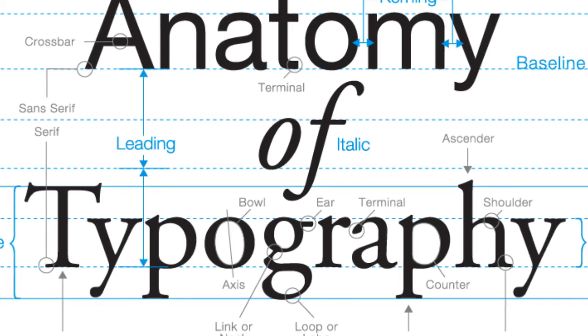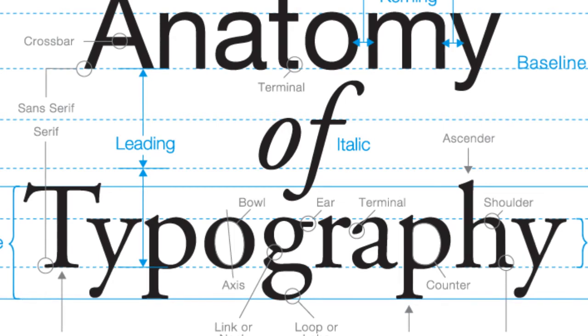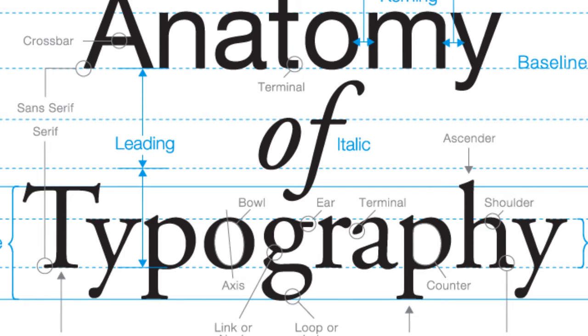And all of this sits on a baseline. The baseline helps our eye to know. If you can imagine there was no baseline, it would be very difficult for our eye to follow any word because the letters would jump all over the place. So the baseline is really important.